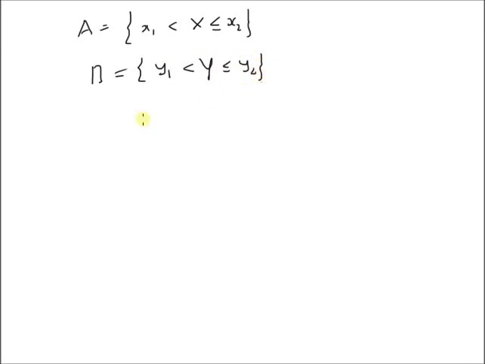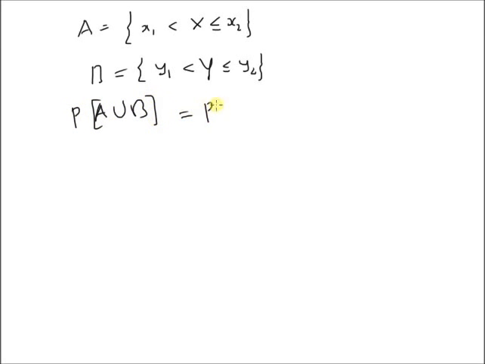Hello, welcome. In this short video, let us look at an example illustrating how to use simple Cartesian coordinate geometry and joint CDFs to calculate the probability of a union of two events. That is, given the event A defined as x1 < x ≤ x2 and event B defined as y1 < y ≤ y2, we want to calculate the probability of event A union B.